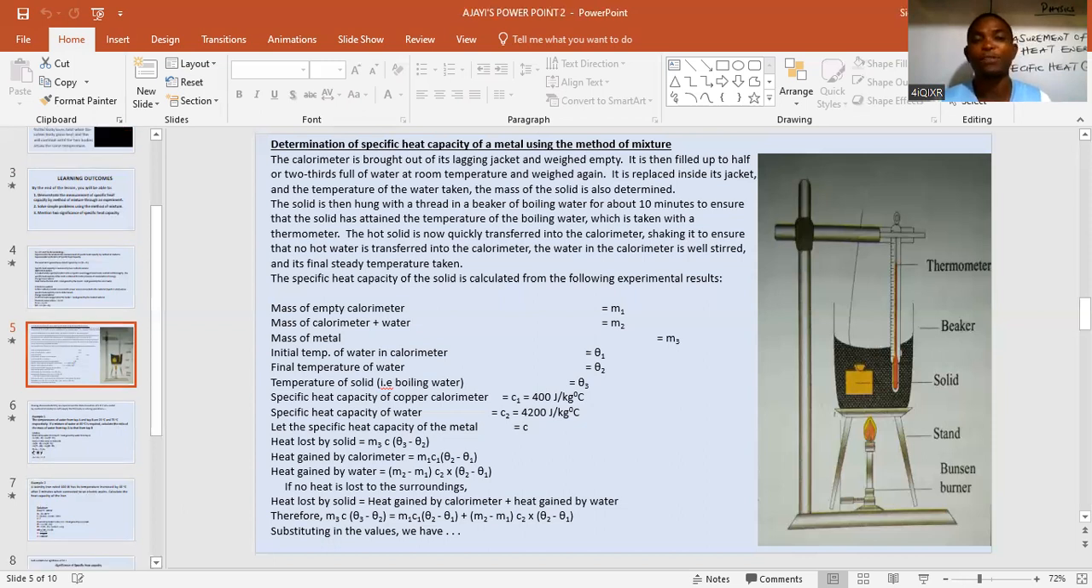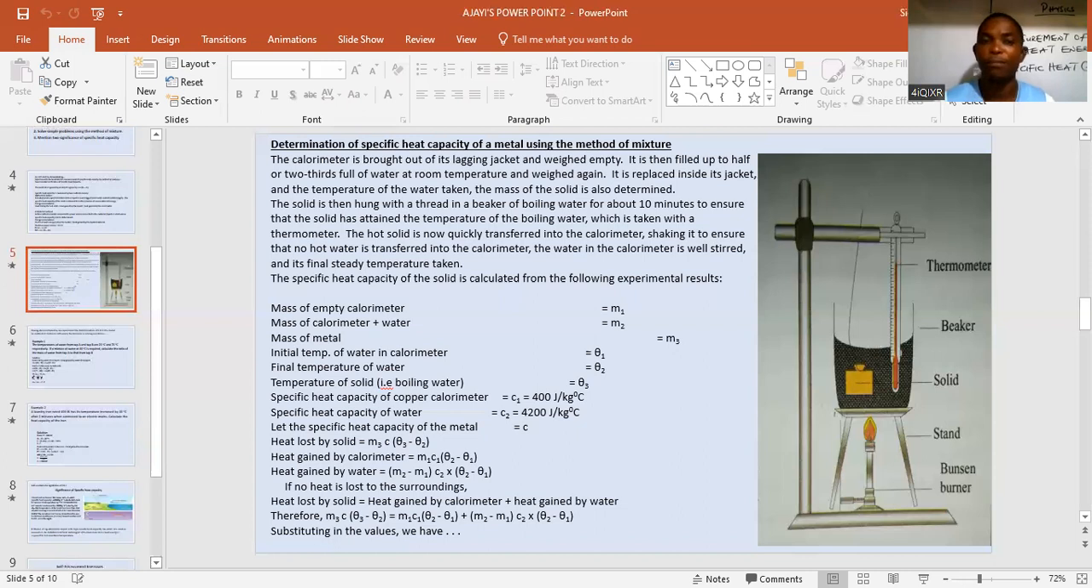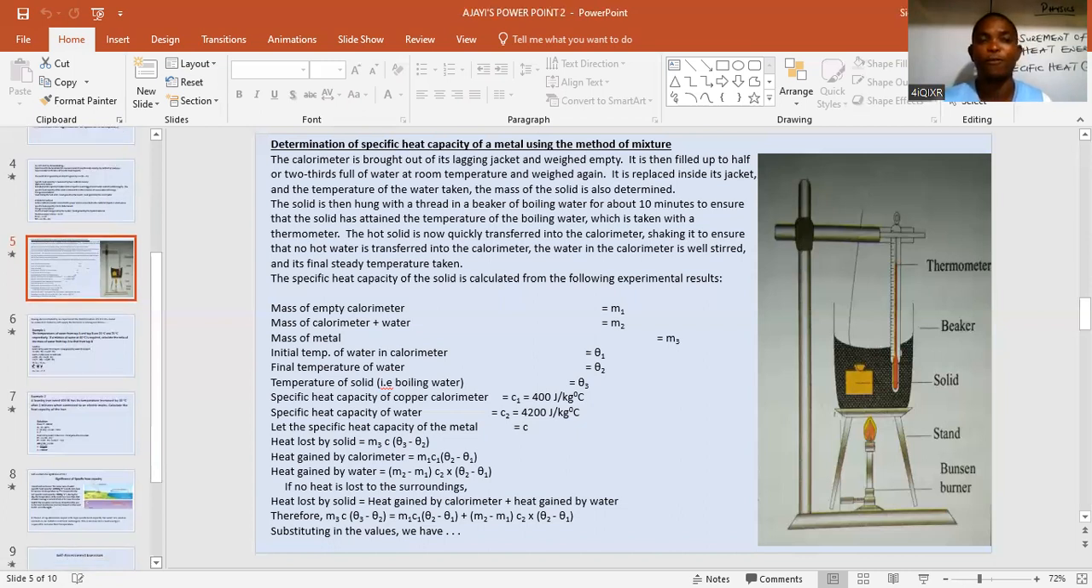So that means the mass of the empty calorimeter is denoted by m1. Mass of the calorimeter with water is denoted by m2. The mass of metal is denoted by m3. The initial temperature of water in the calorimeter is denoted by theta1, while the final temperature of water is denoted by theta2. Then the temperature of the mixture itself is denoted by theta3.